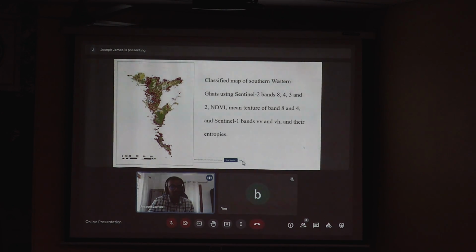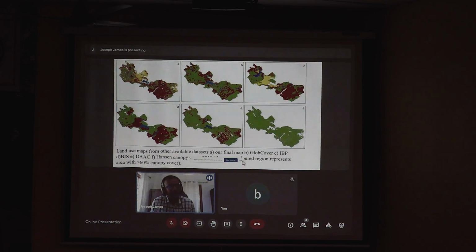High accuracy for southern Western Ghats as well, using our techniques. And one of the important things is to validate our data against already existing previous data. Initially I had already mentioned that the previously existing data were not that accurate, and what we found was that our data was much more accurate than the previously existing data. As you can see here, the previously existing data could not classify different vegetation types.